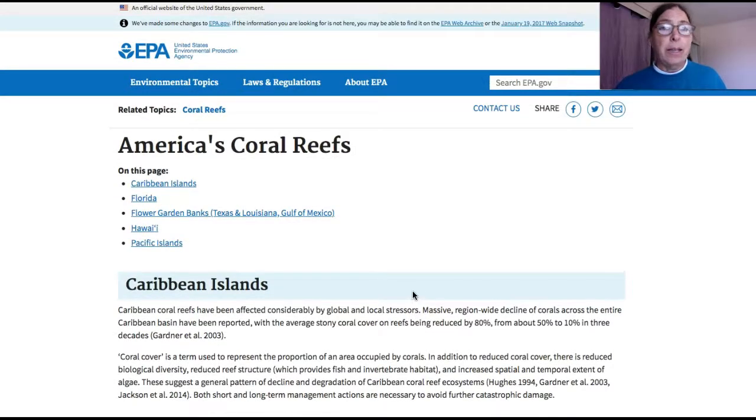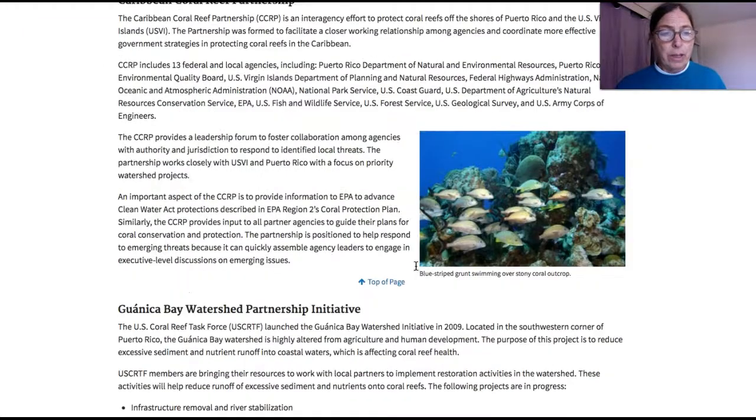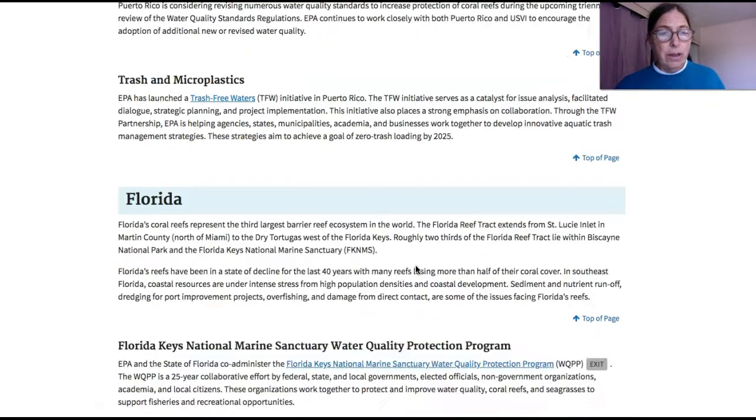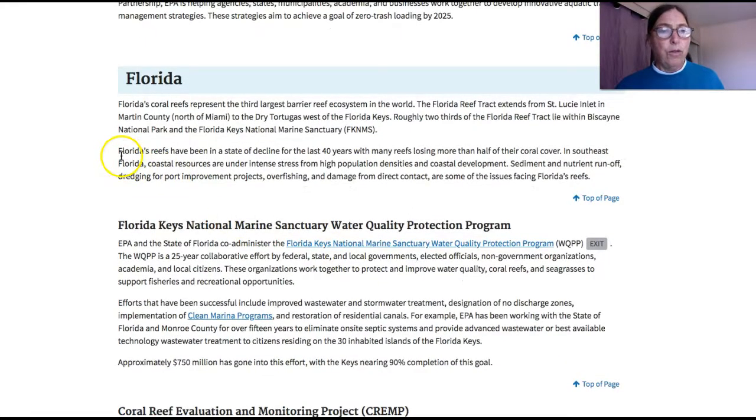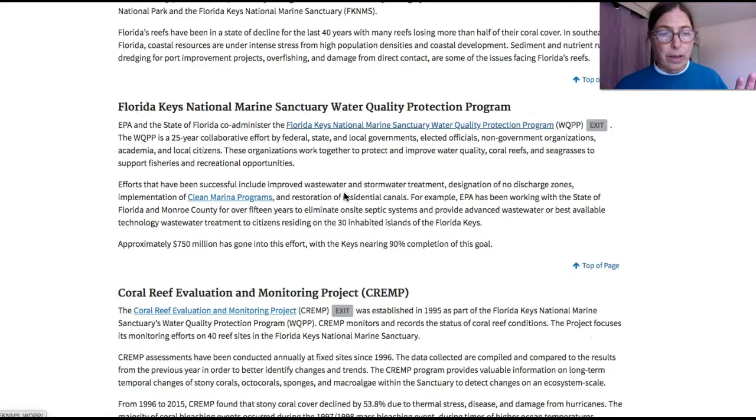And I get to this EPA website. And I scroll down. There's Caribbean islands. There's Florida islands. Look at this. Florida reefs have been in a state of decline for the last 40 years, with many reefs losing more than half of their coral cover. Kind of sounds like my question has already been answered for Florida. Are the coral reefs dying? Well, yes, they are. So if I'm doing Florida, that won't be quite so good.